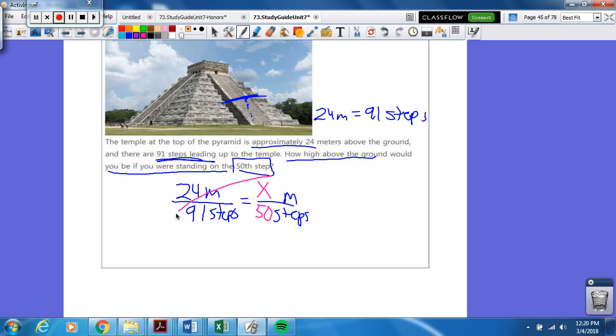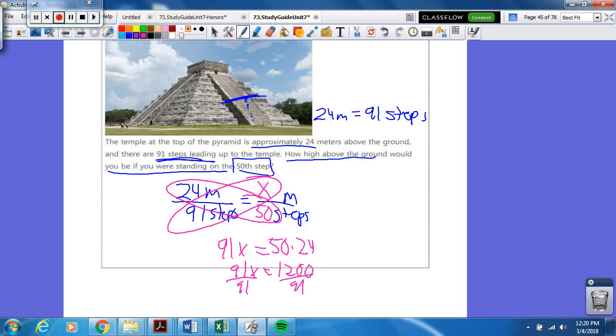Okay. Cross multiply. 91x equals 50 times 24. And we all know that 50 times 24 is 1200. So 91x equals 1200. Divide by 91, divide by 91. You're going to have to round in this case. So you are about, so actually, when you do about, you have to do a little squiggly mark. So you turn the equal into a squiggly mark. You're about 13.19 meters. Notice how I rounded there.